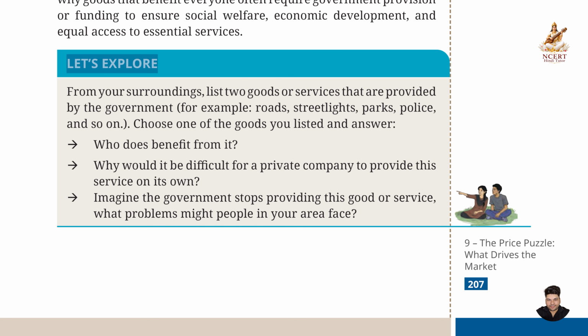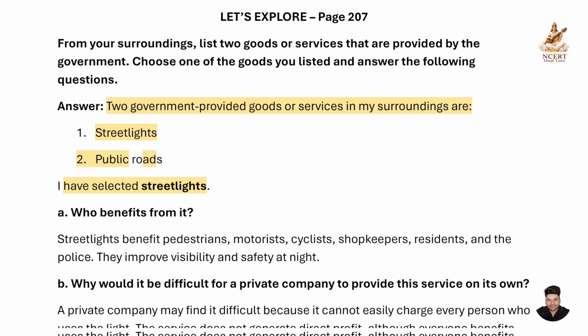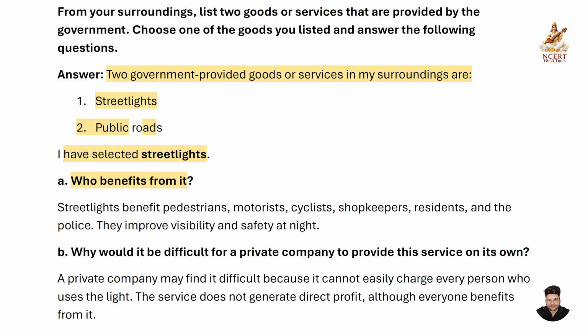Let's explore page 207. From your surroundings, list two goods or services that are provided by the government, for example, roads, streetlights, parks, police, and so on. Choose one of the goods you listed and answer. Two government provided goods or services in my surroundings are, first, streetlights, second, public roads. I have selected streetlights. A. Who benefits from it? Answer: streetlights benefit pedestrians, motorists, cyclists, shopkeepers, residents, and the police. They improve visibility and safety at night.